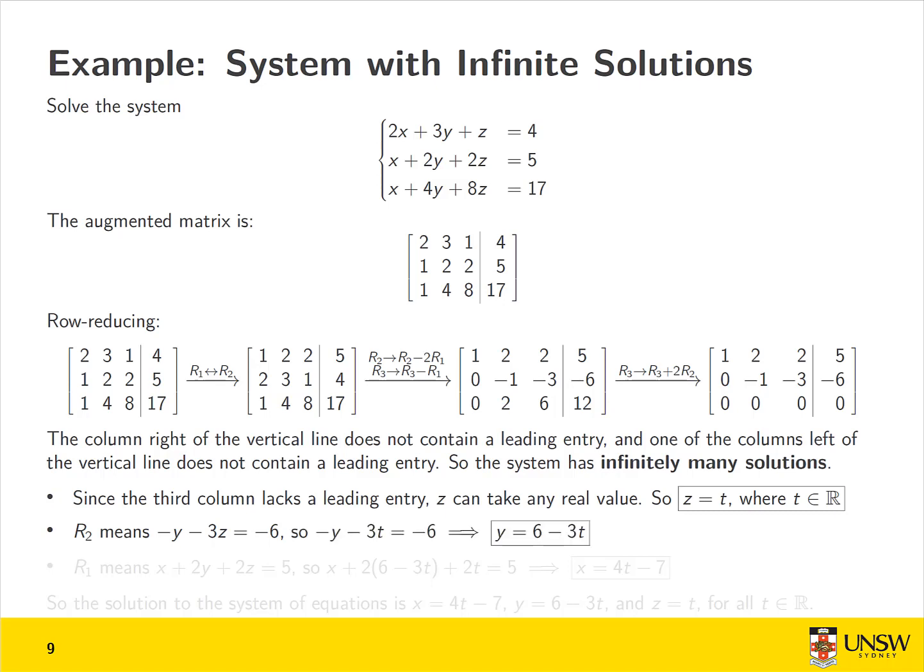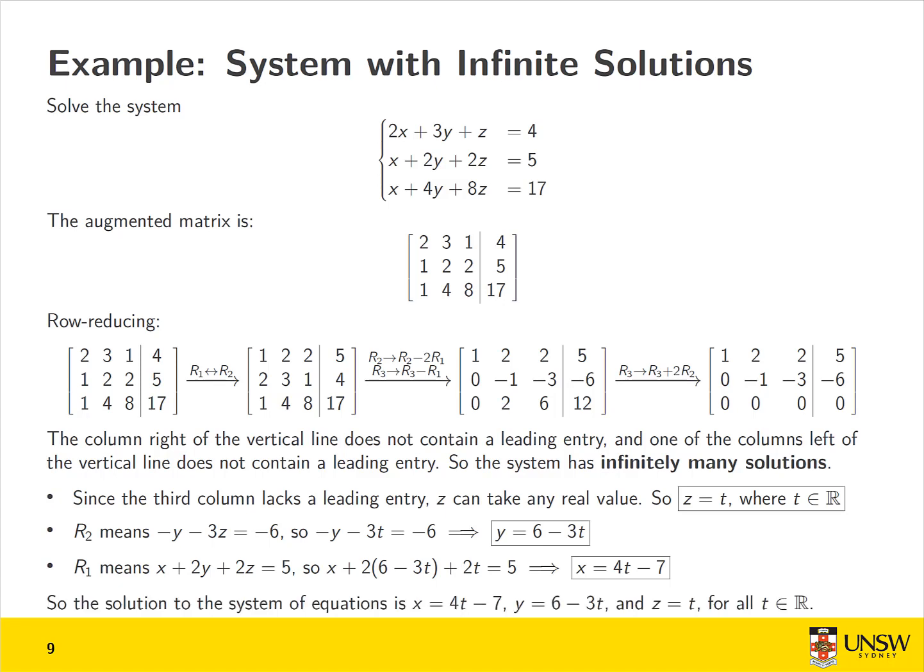Substituting z equals t into this equation tells us that y equals 6 minus 3t, so we are able to express both z and y in terms of t. Finally, reading off row 1, we get the equation x plus 2y plus 2z equals 5. Substituting z equals t and y equals 6 minus 3t into this equation tells us that x equals 4t minus 7. So now we have been able to express all the unknown variables in terms of just t.